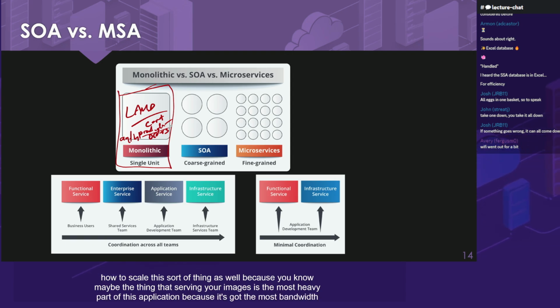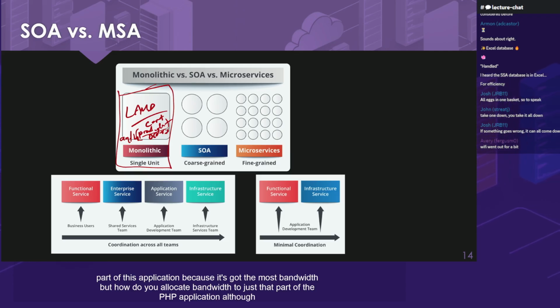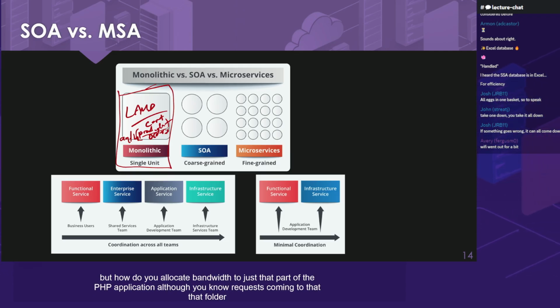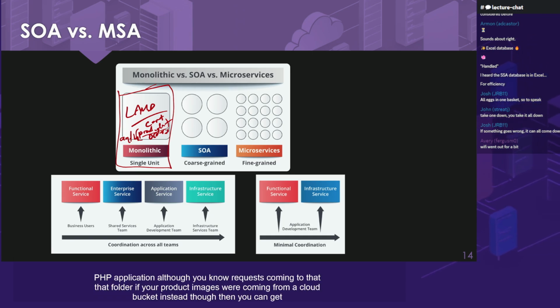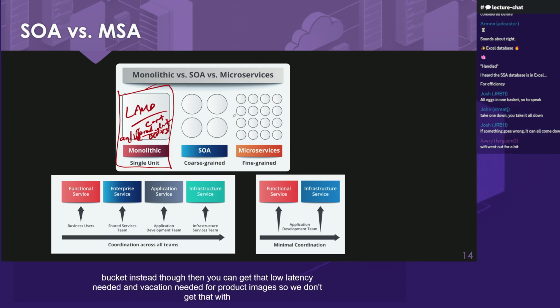But how do you allocate bandwidth to just that part of the PHP application, or the requests coming to that folder? If your product images were coming from a cloud bucket instead, though, then you can get that low latency needed and the caching needed for product images, right? So we don't get that with monolithic.